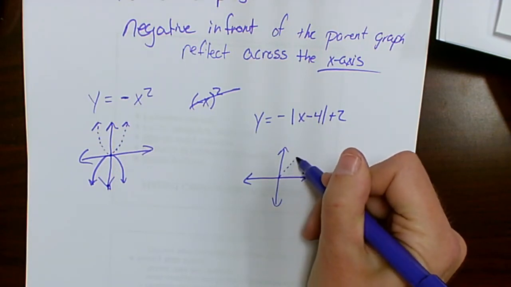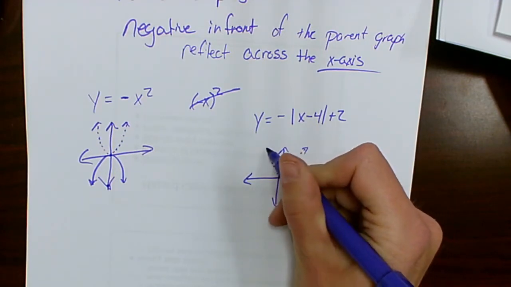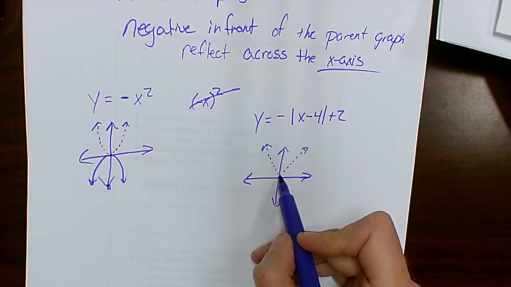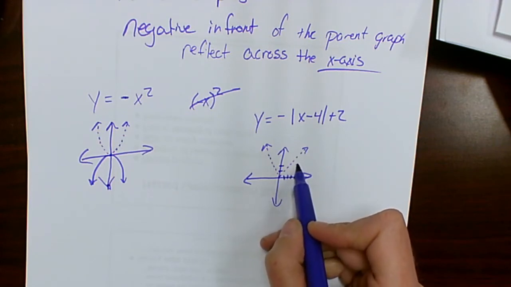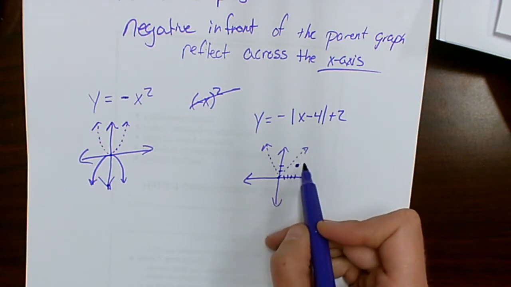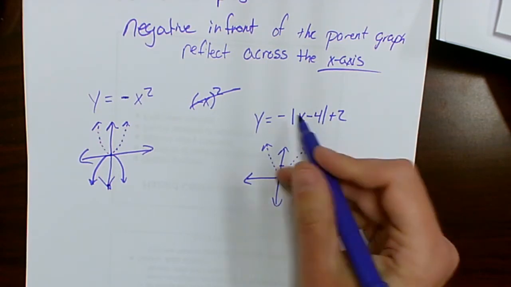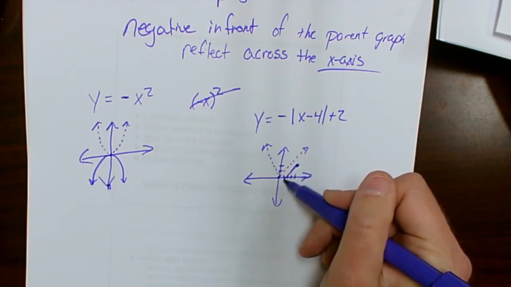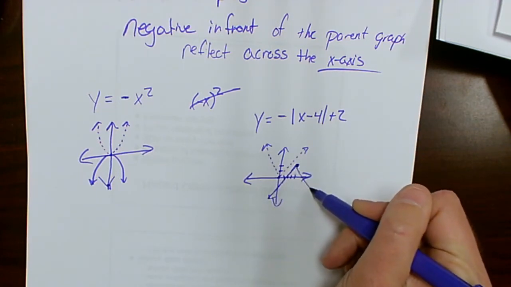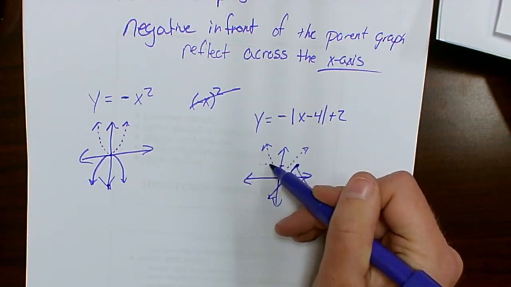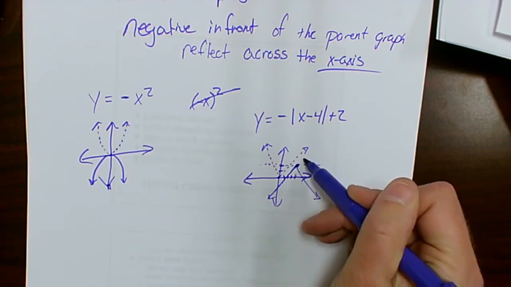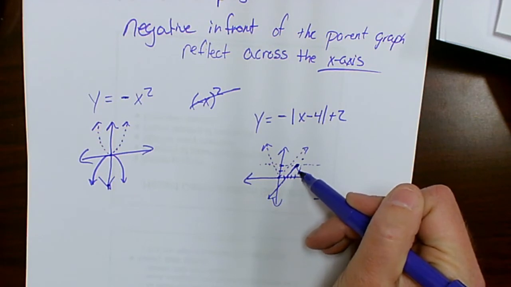So here is the parent graph. It's a V. And what we're going to do is move the graph up 2 and right 4. So this dot goes here, and then all the other dots go with it. But since it is negative, we are going to reflect it. So this dot here, here's our line right here. If we had a dot here, it would be equidistant from here down to this line.